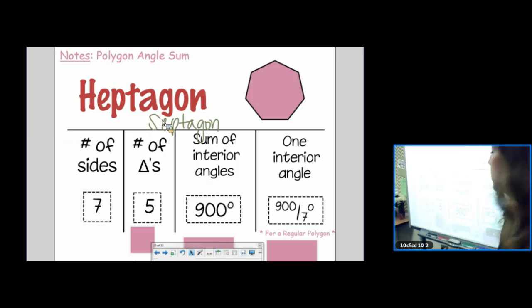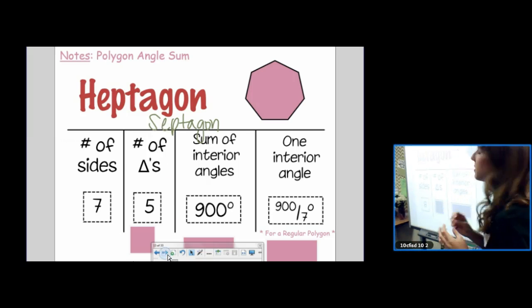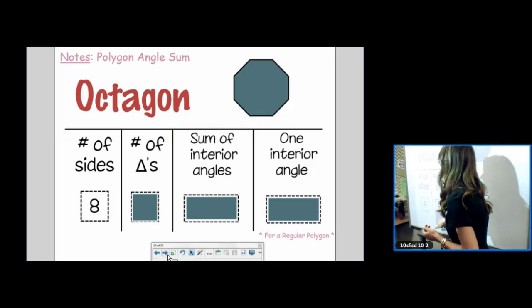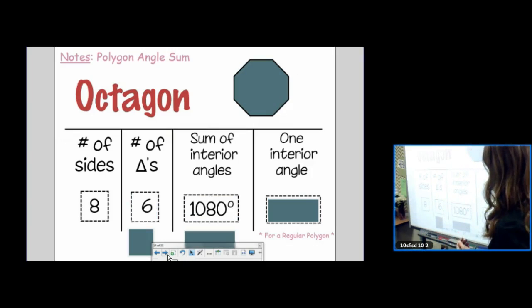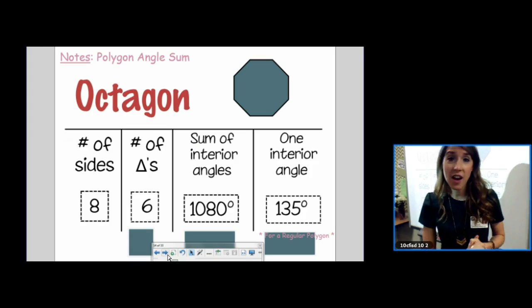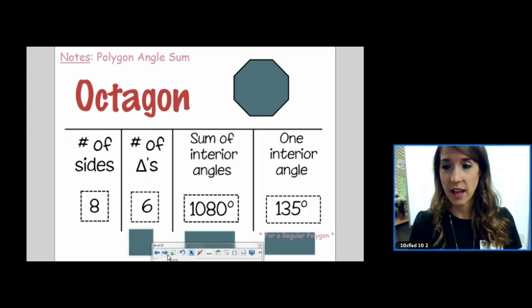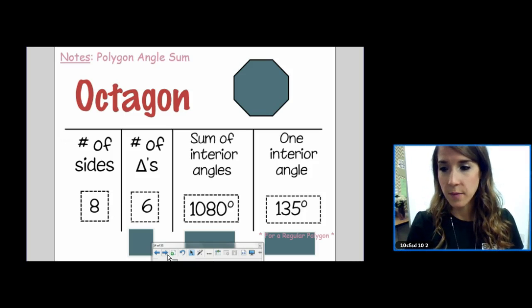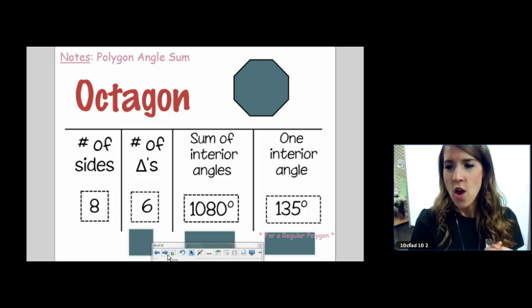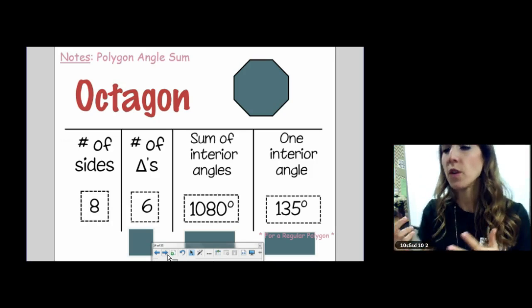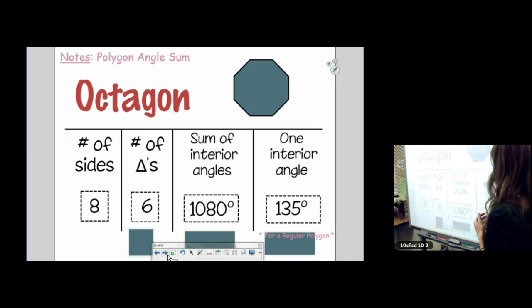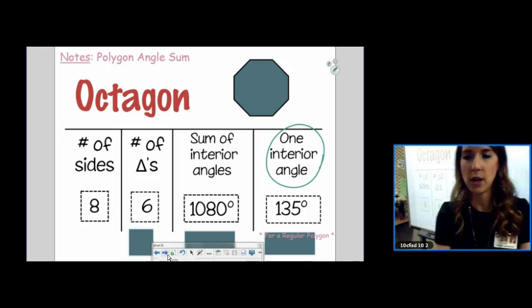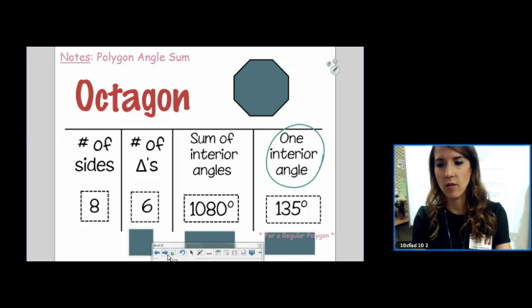Okay, I'm going to go really quickly through the rest of the table because the table is not what's important. In the table, we're just finding out a pattern that's occurring. So our next one is octagon, like an octopus, like a stop sign. An octagon has 8 sides, of course. Sum of the interior angles is 1080, and one interior angle is 135. What's happening to our one interior angle as our sides get bigger? What's happening to that angle?